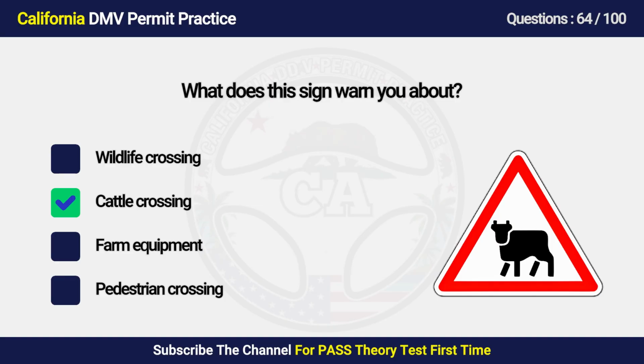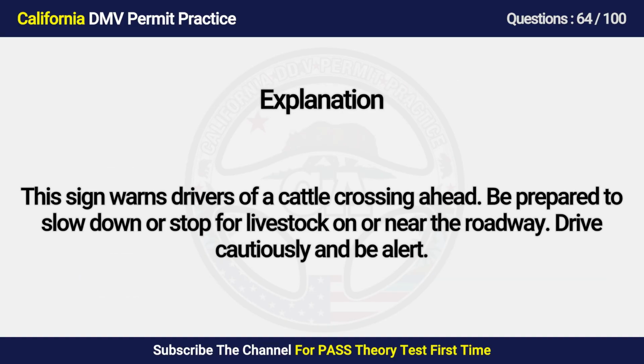Answers is B. Cattle crossing. This sign warns drivers of a cattle crossing ahead. Be prepared to slow down or stop for livestock on or near the roadway. Drive cautiously and be alert.